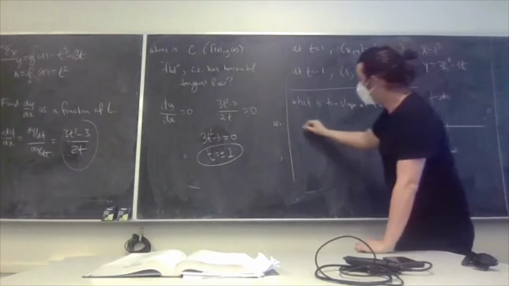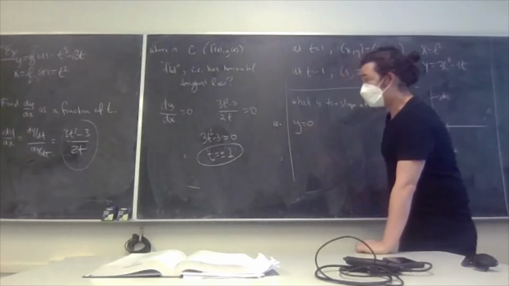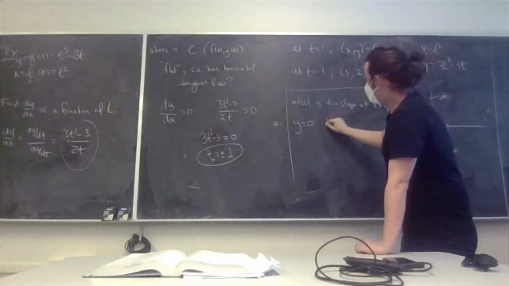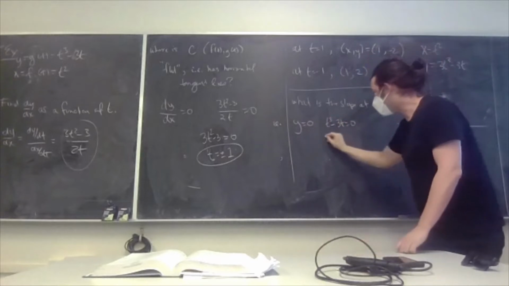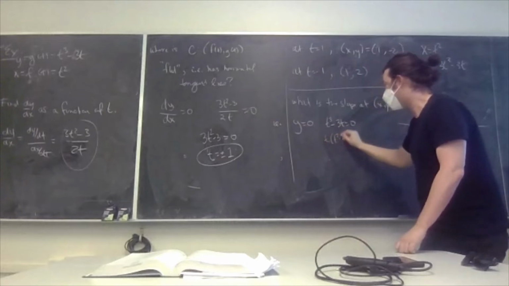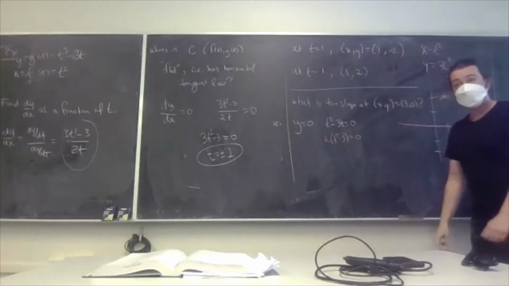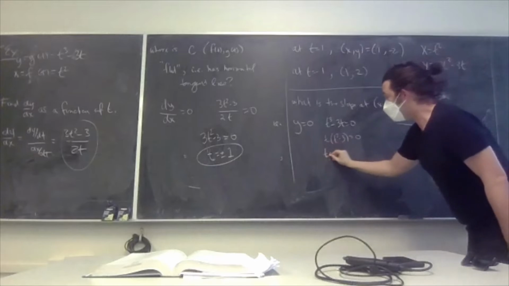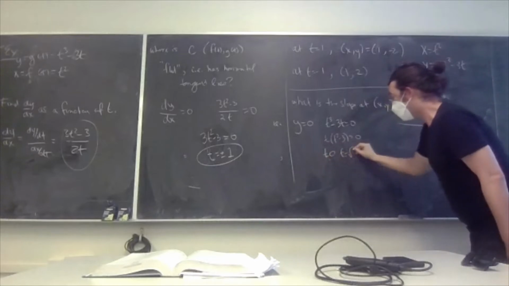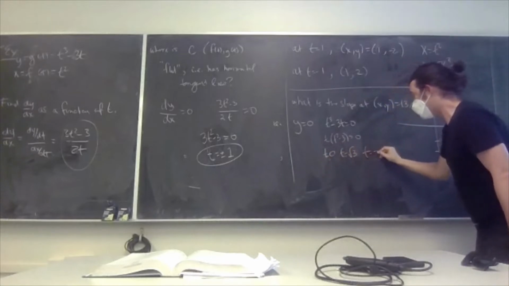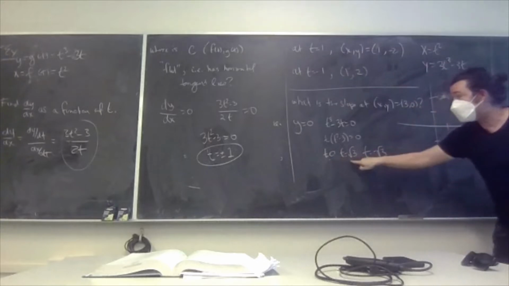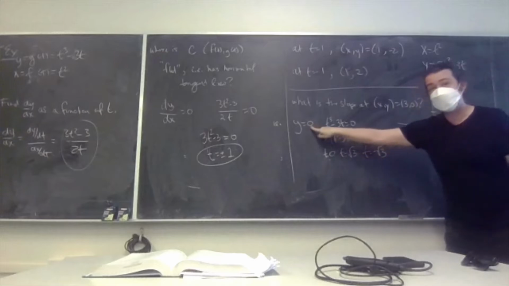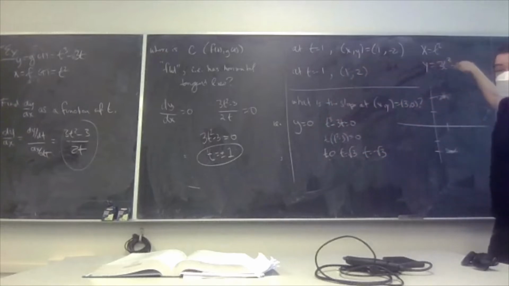So let's solve that. y is equal to 0 happens when t cubed minus 3t is equal to 0, which happens when t times (t squared minus 3) is equal to 0, which happens when t is 0, or t is √3, or t is minus √3. So these three values of t give you a y-coordinate of 0. Here I've used this equation, not the derivative, but this equation. Make sense?